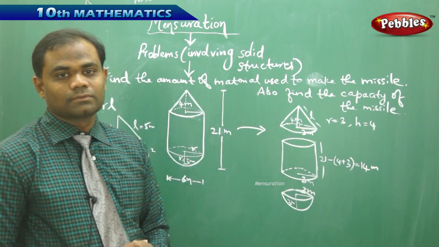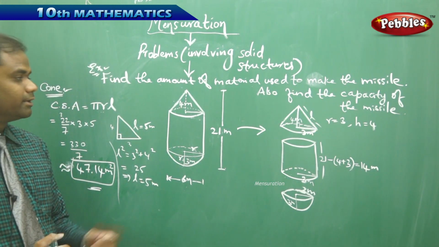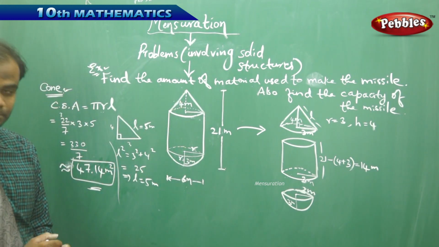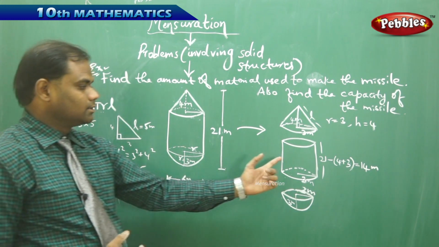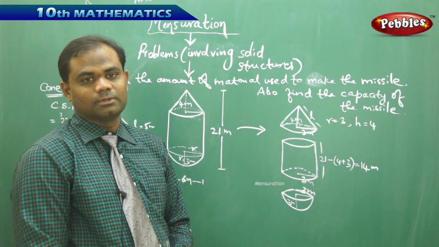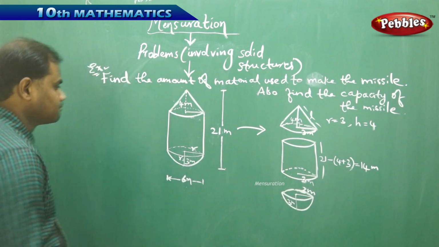So this is the answer for the amount of material I had to use in making the conical part. So this is only for the conical part, the amount of material which I am going to use for the top surface. Similarly, I'm going to use the same concept in finding the amount of material I use in making the cylinder. Next, let's find for the cylinder.